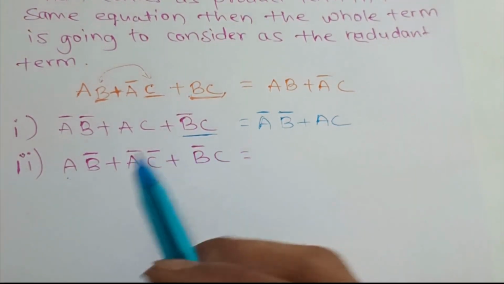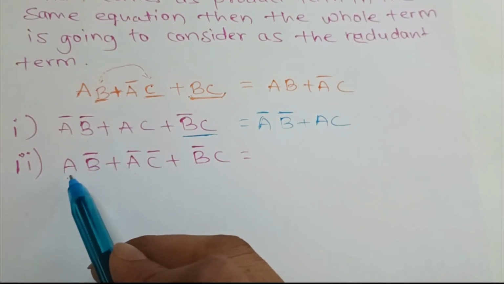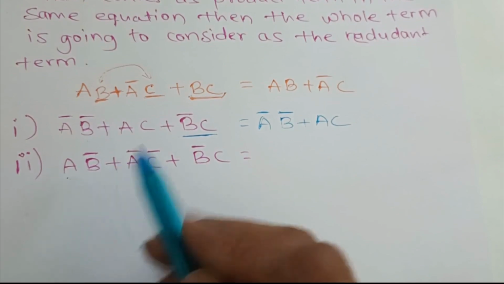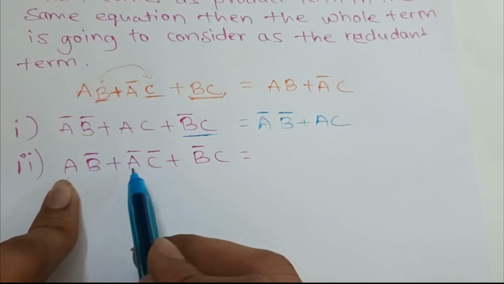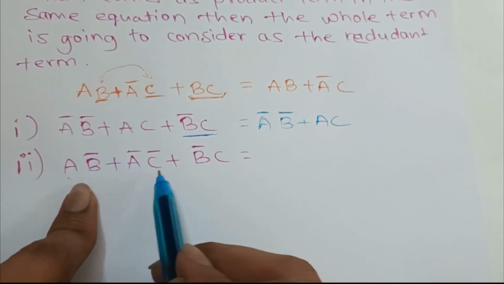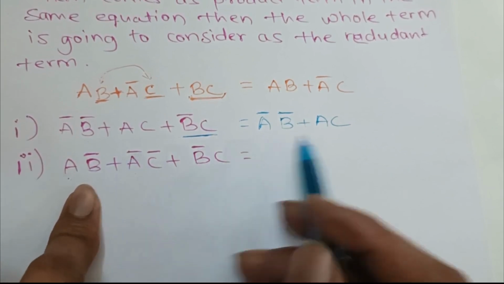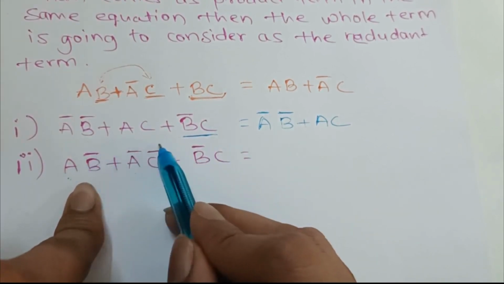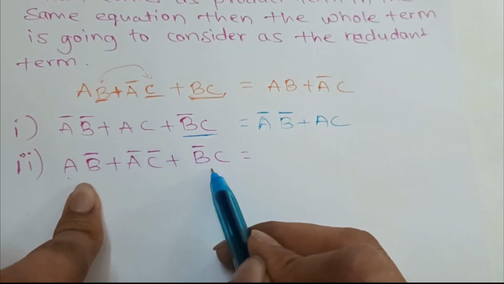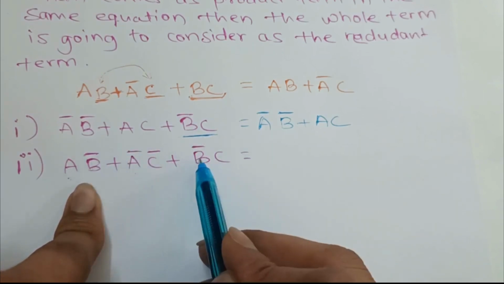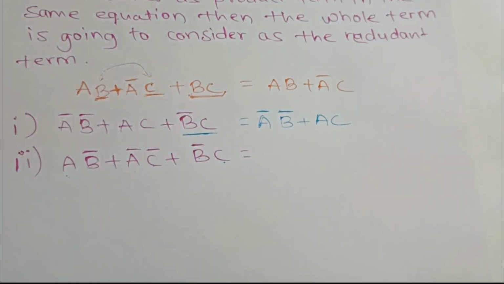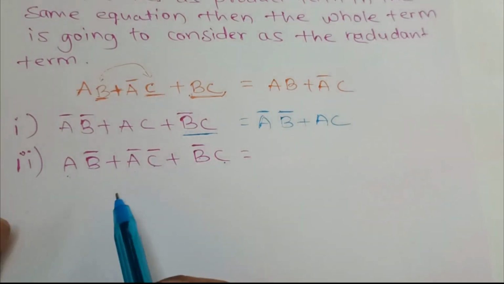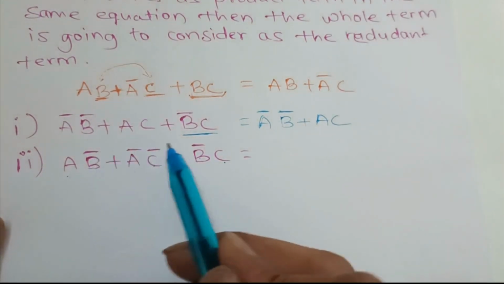So first we are going to check for the A variable. A is present in complemented as well as non-complemented form. The variables which are present along with A and A bar are nothing but B bar and C bar. We are going to check whether the product of these variables is present as a third term or not. B bar is there, C bar is not there. So there is no redundancy theorem applicable in terms of variable A.